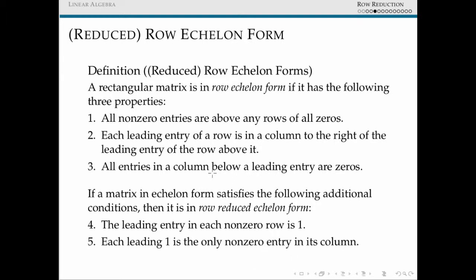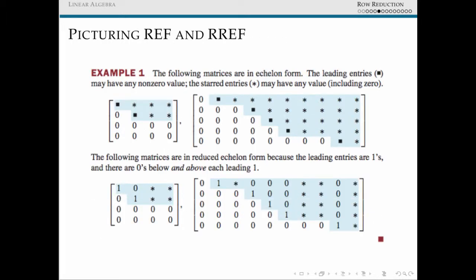So note that in echelon form, all that we required was that the entries below that leading entry be 0. In reduced row echelon form, we require that only that entry is non-zero. So we have to find a way to cancel out entries both above and below our leading 1. And one of the advantages of this reduced row echelon form, as I mentioned before, is that we can immediately read off our solution sets.